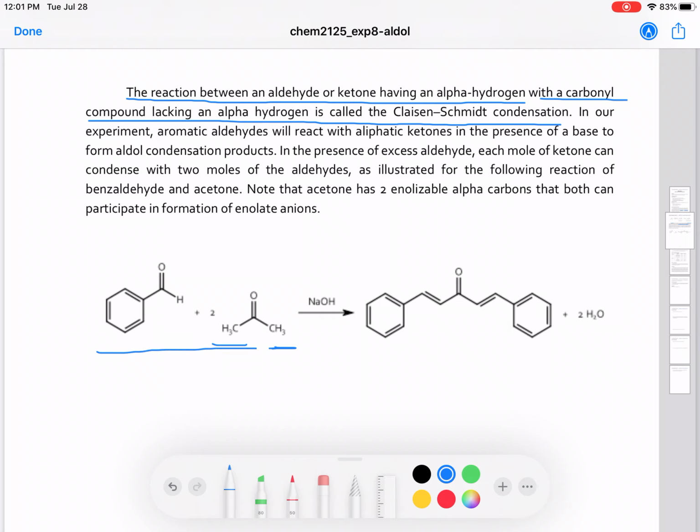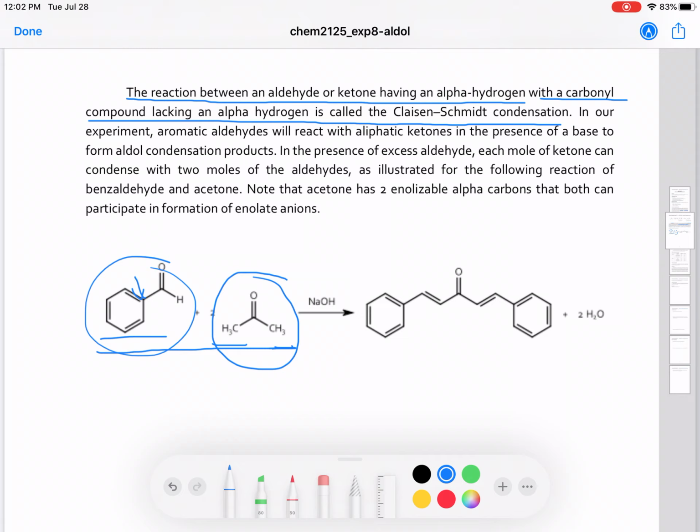This is an example of a Claisen-Schmidt condensation because in one of your components, the acetone, you have alpha hydrogens, but in this benzaldehyde, this is the alpha carbon. Do we have any alpha hydrogens there? No, the carbon is bonded to 3 carbons, but one is a double bond. So this one does not have an alpha hydrogen, but the acetone does. When a condensation happens between these two, we call it a Claisen-Schmidt condensation.